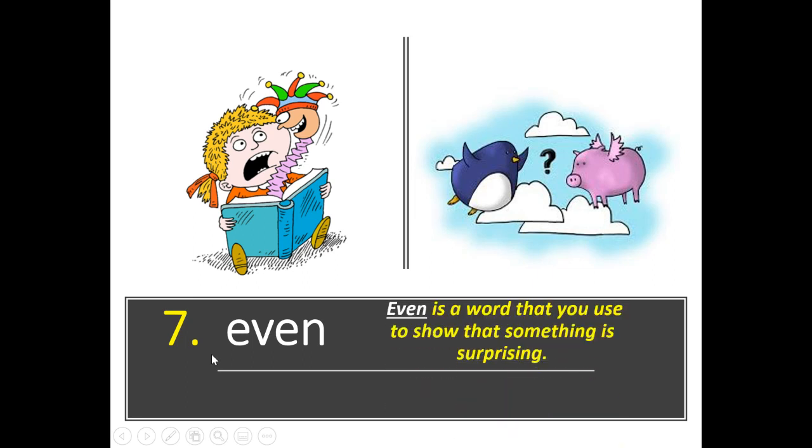They both show something that's not normal or not expected. So let's see what the word is. Even. Even is a word that you use to show that something is surprising. So this girl is surprised, and it would be surprising to see a pig fly and a penguin fly because they can't. So even is a word that you use to show that something is surprising. You are surprised by it.